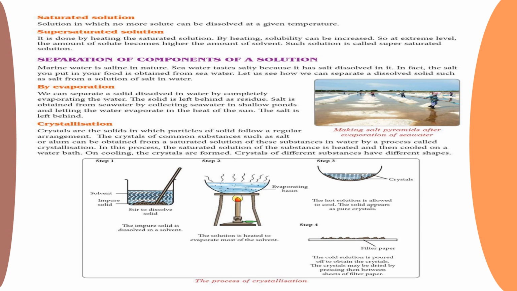Next, the separation of components of a solution. We know that we use different types of separation methods. Here we use evaporation and crystallization. We can separate a solid dissolved in water by completely evaporating the water, and the solid is left behind as residue. Salt is obtained from seawater by collecting seawater in shallow ponds and letting the water evaporate in the heat of the sun, and the salt is left behind.